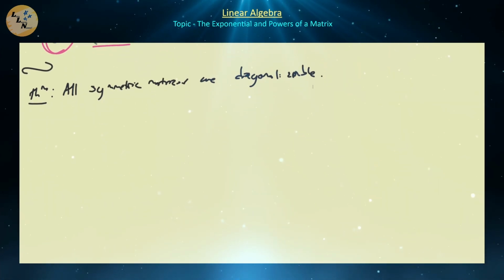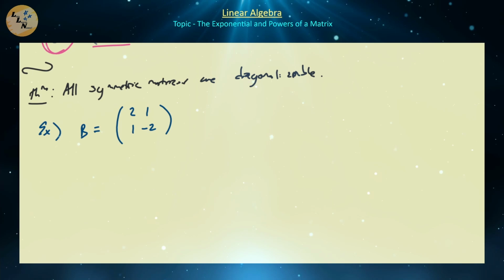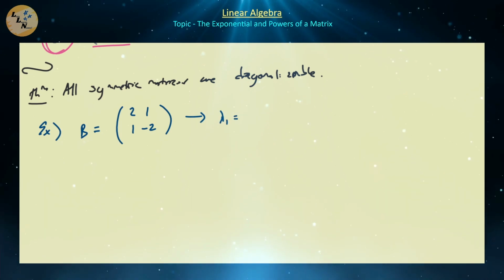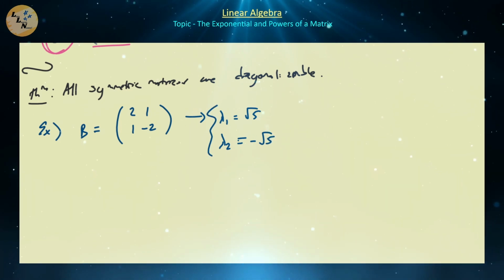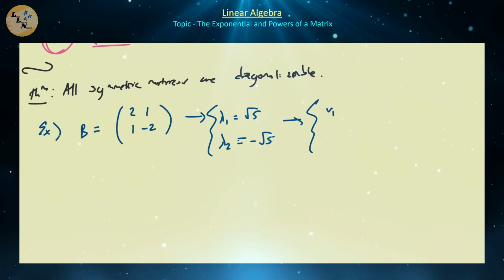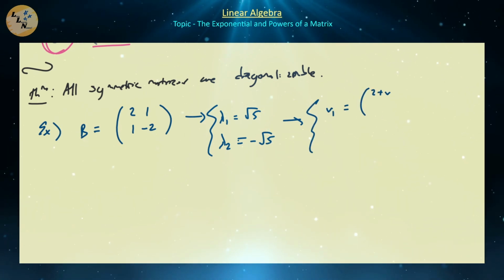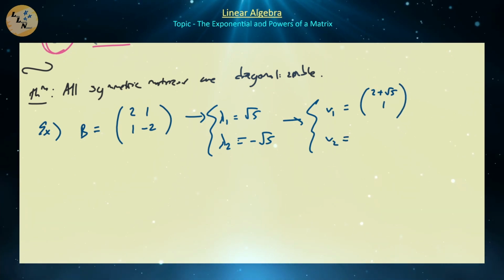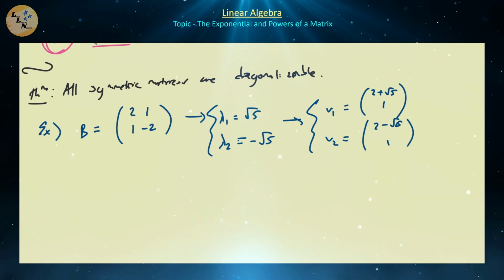So let's look at a particular example just to illustrate that. Suppose we have the matrix B, which is equal to [2, 1; 1, -2], which is indeed a symmetric matrix. We're going to have not so pretty eigenvalues, but lambda 1 is going to be equal to the square root of 5, and lambda 2 is going to be equal to negative square root of 5. So some eigenvectors just for fun. Now these are not going to be the prettiest, but you can find them. That's going to be 2 plus the square root of 5, 1, and this is going to be the conjugate of that, 2 minus the square root of 5, 1. So those are our two eigenvectors.